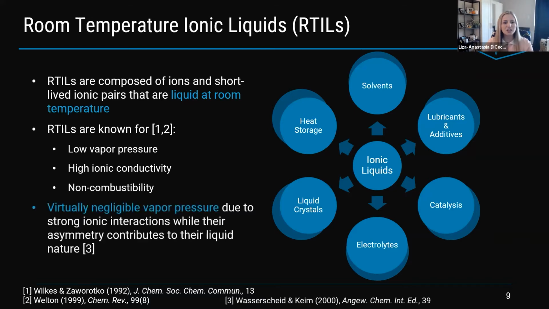Their virtually negligible vapor pressure is due to strong ionic interactions, while their asymmetry contributes to their liquid nature. So typically you have an ionic liquid that has at least one ion with a delocalized charge and one component that's organic. This prevents the formation of a stable lattice. And since their conception, a variety of commercially available water-stable ionic liquids have been developed using a variety of cationic and anionic combinations. So this gives them a unique subset of physicochemical properties you can achieve by combining different anions and cations. And they're used in a lot of different materials applications.